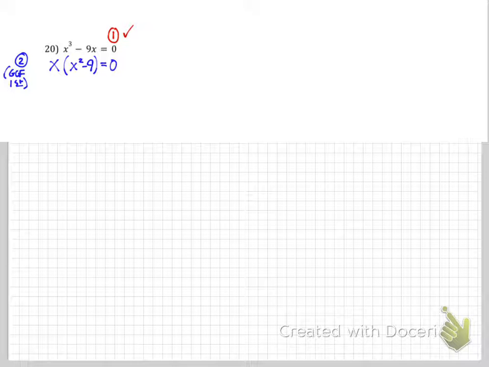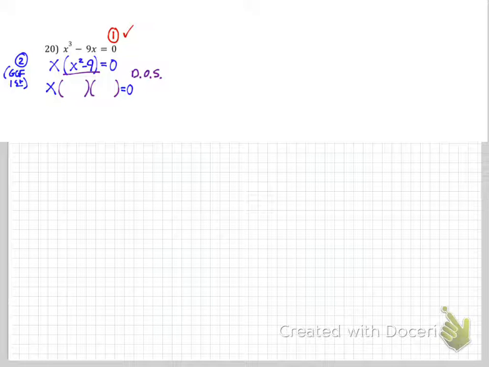For number 20, we already have step 1 done. It's already equal to 0. I always want to check the GCF first, and here this is very important because I found that x is a GCF. What's left behind is x squared minus 9, and the observant student sees that is a difference of squares. That's going to make our life much simpler when you can recognize difference of squares. So let's follow through with that.